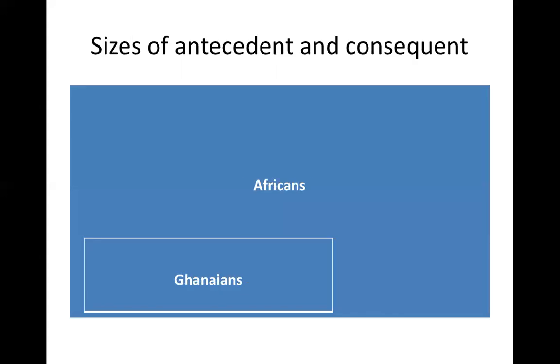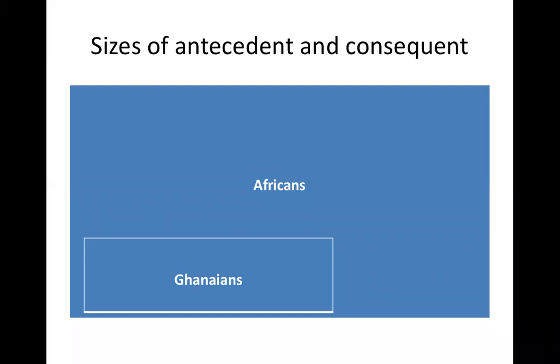Let's go to the box. This is Africans, this is Ghanaians. We said all Ghanaians are Africans. Peter is not a Ghanaian. Peter is not an African. Now, when you look at these two boxes, if you say that Peter is not a Ghanaian, can you use it to reach the conclusion that Peter is not an African? No, sir. Please. Why?